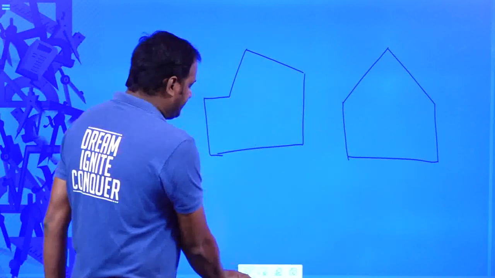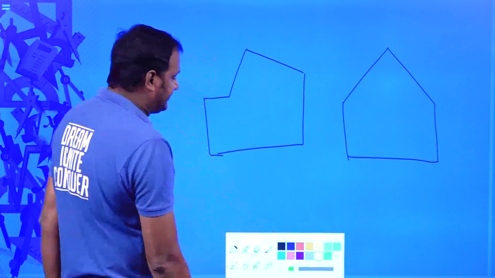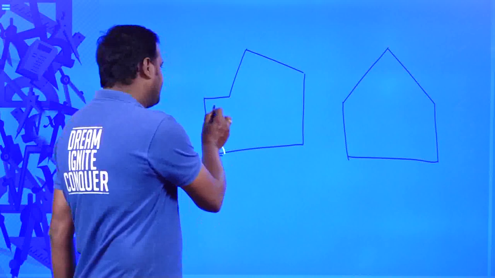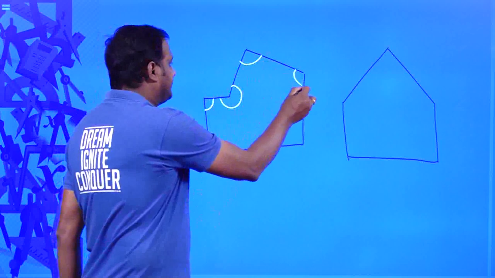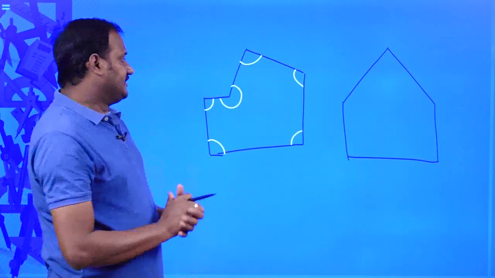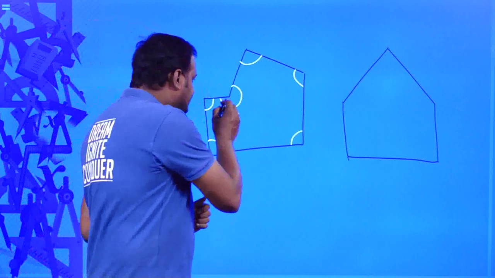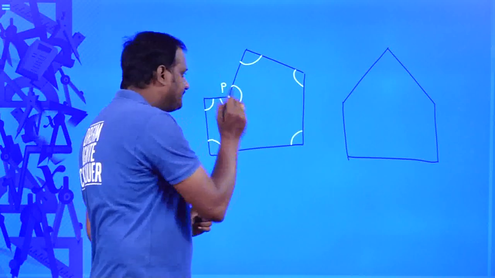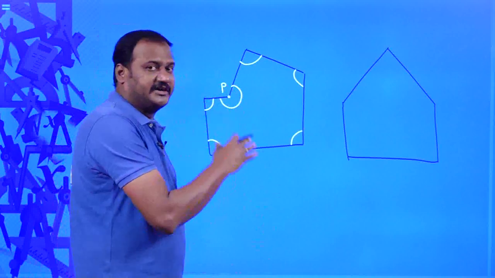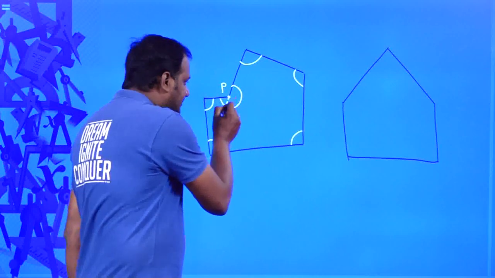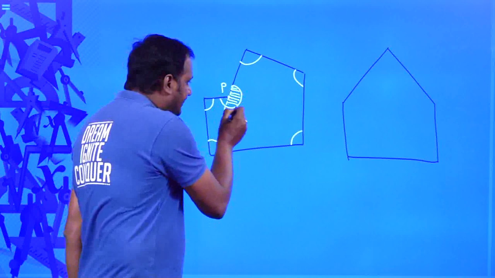If you identify the difference between these two polygons, in the first polygon, if you observe all the interior angles, this is one interior angle, this is one more interior angle, and so on. Out of all these interior angles, if you observe one particular angle, for example, this vertex is suppose P, okay. If you estimate the measurement of this angle, it is definitely more than 180 degrees.